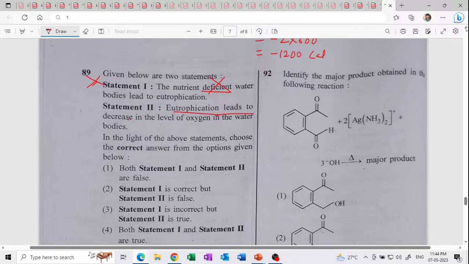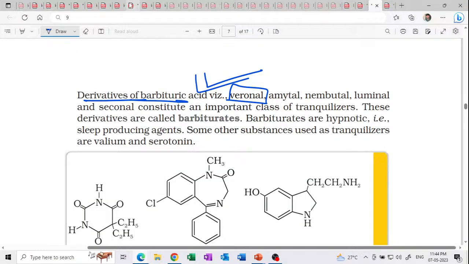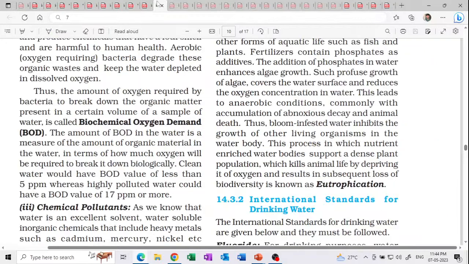Eutrophication leads to the decrease in level of oxygen in the water bodies. Yes, this is the true statement. So statement 1 is incorrect. Statement second is the true statement. Get it? So this is the question from the environmental chemistry.